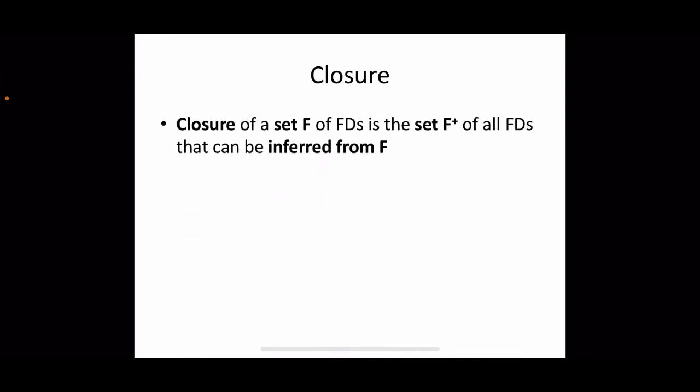Coming to the first definition, that is closure. The closure of a set F of functional dependencies is the set F plus of all functional dependencies that can be inferred from F. So we are given a set of functional dependencies F. Applying some inference rules, we can infer a set of other functional dependencies, and all these together is called the closure of F, denoted by F plus.